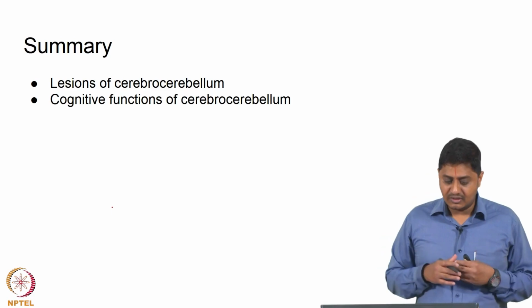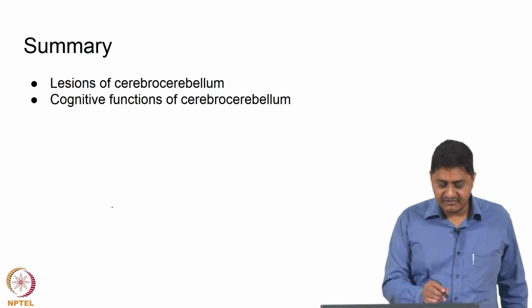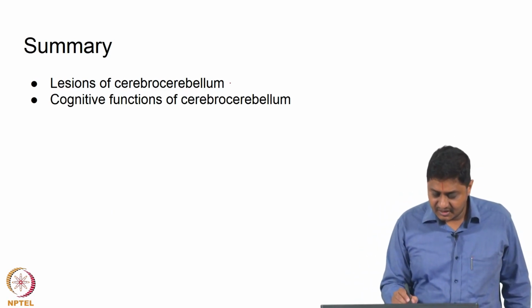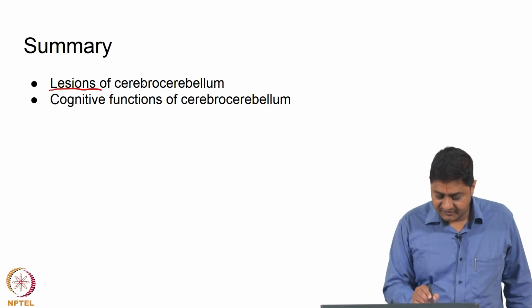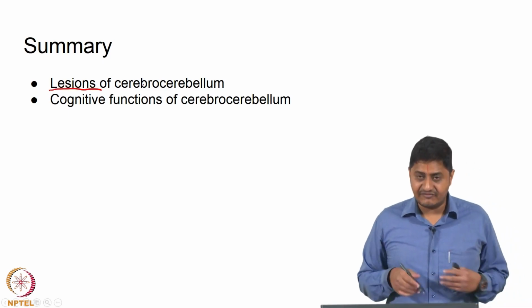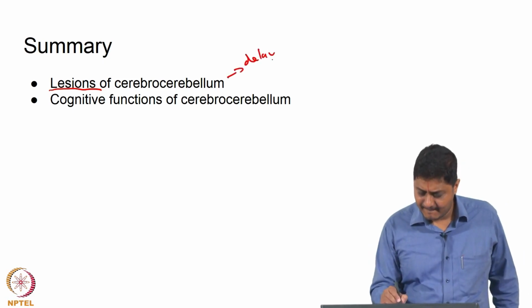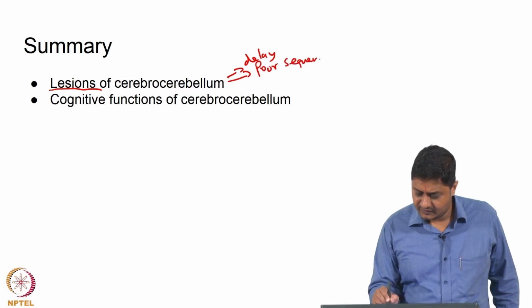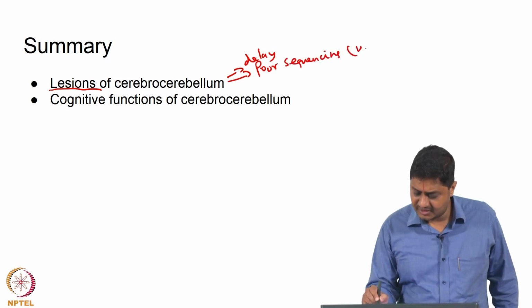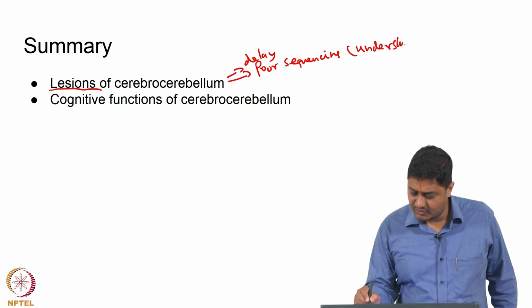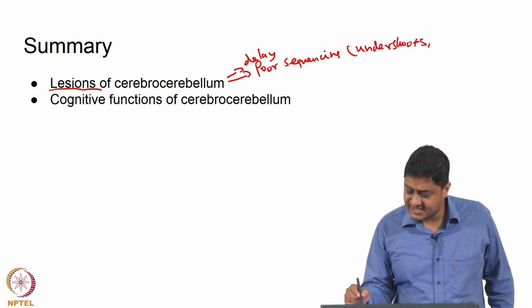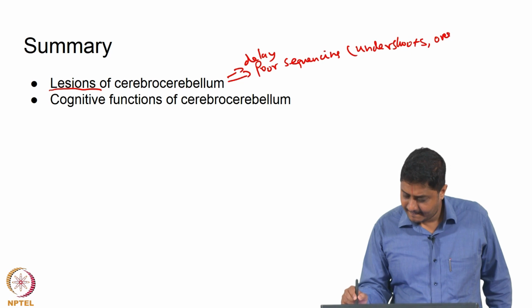Okay. So, with this we come to the end of this class. What did we see in this class? We have seen lesions of the cerebrocerebellum and their effect. The effects are delay and poor sequencing, and what that means is undershoots and overshoots, typical of cerebellar disorders.